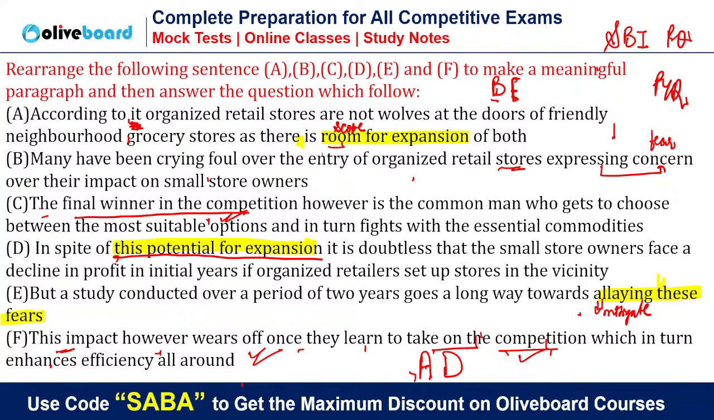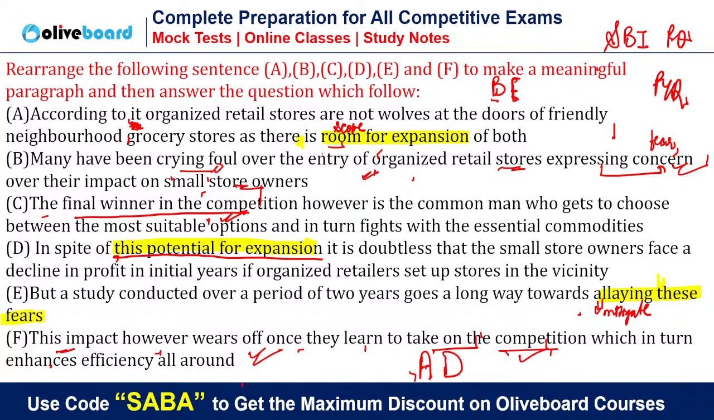Okay. Concern is fear only. Many people have been crying foul. So people are crying because they are concerned, they are worried. Okay. So many people, अब इस पूरे passage का मैं मतलब समझा देती हूँ. The sentence is saying that when organized retail stores like Lulu hypermarket, Walmart, now to Big Bazaar we don't have all these Spar, okay. So when such organized retail stores entered the market, people were afraid. They were fearful. They expressed their concerns that what will be the impact on small store owners.